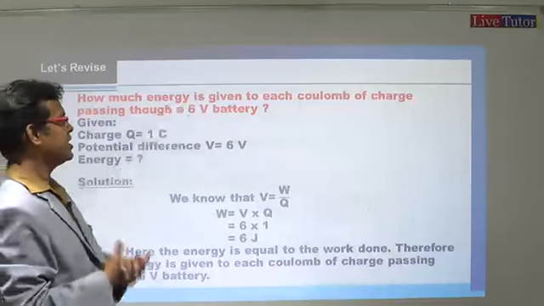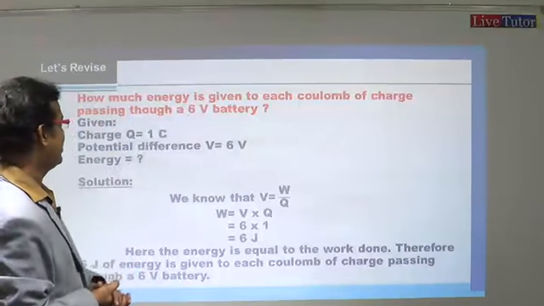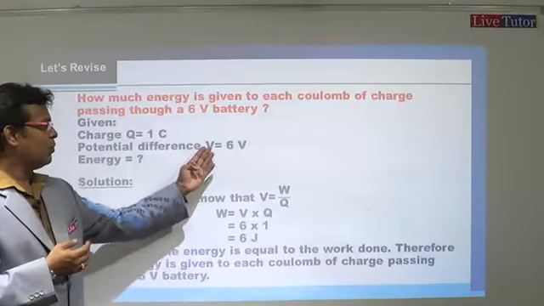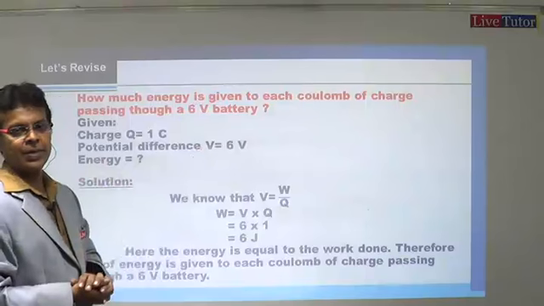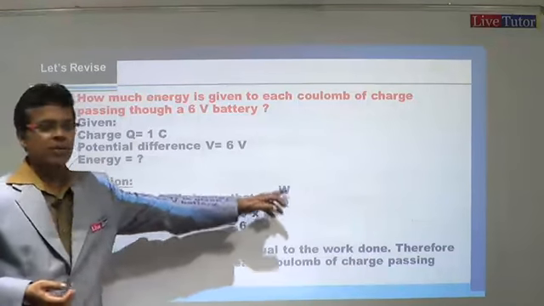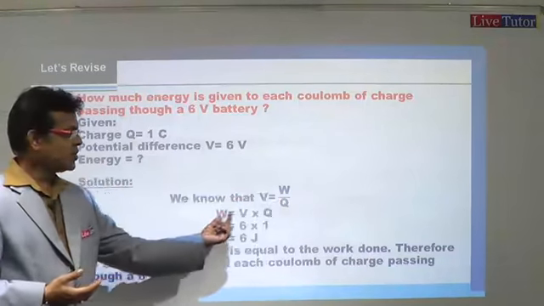And the potential difference is given as a 6-volt battery, EMF. So charge is 1 coulomb, potential difference V is equal to 6 volts. We have to find out energy, or otherwise work done. So we know that V is equal to W by Q. Right? So W is equal to V into Q.